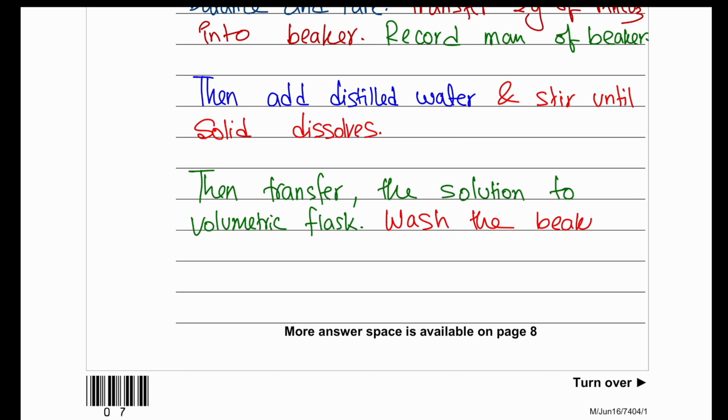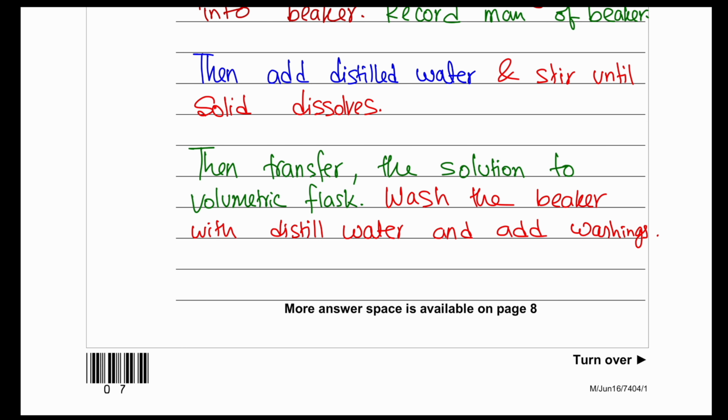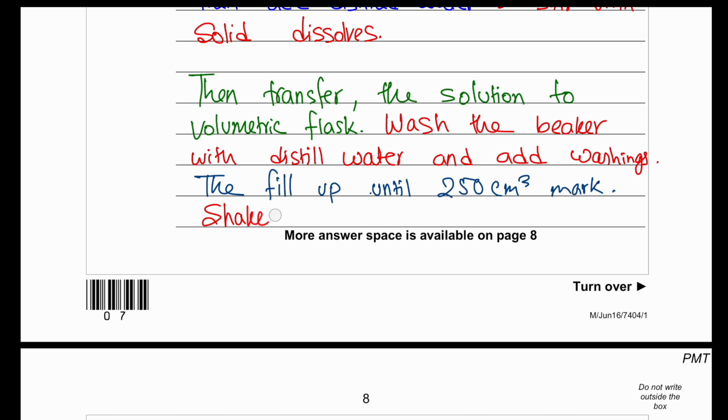Then fill up the volumetric flask to the 250 cm3 mark. Then finally shake to mix the contents in the volumetric flask until it fully dissolves and is evenly distributed. This answer can also be written in points.